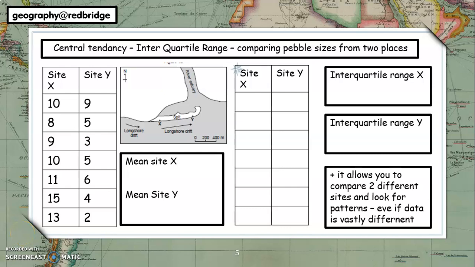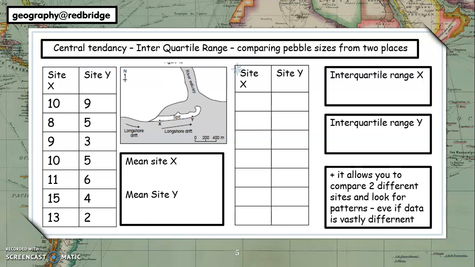Okay, so leading on from the mean, the mode and the median as our central tendencies, we are now looking at the interquartile range. This is a slightly more technical skill. We're going to look at the strengths and weaknesses of the data set that I have here because it's not the best data to use, but it's quite easy to work it out.